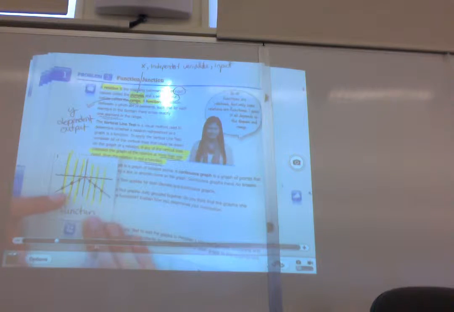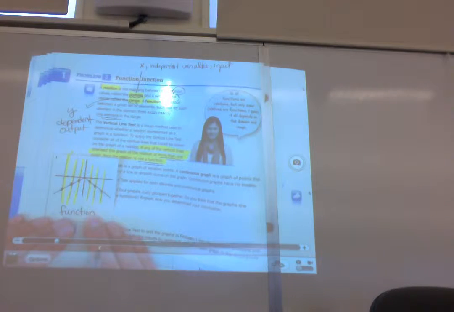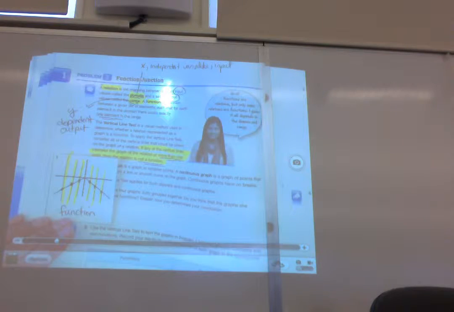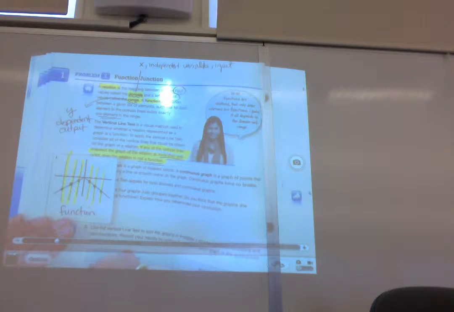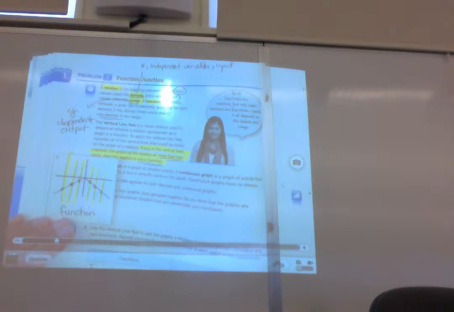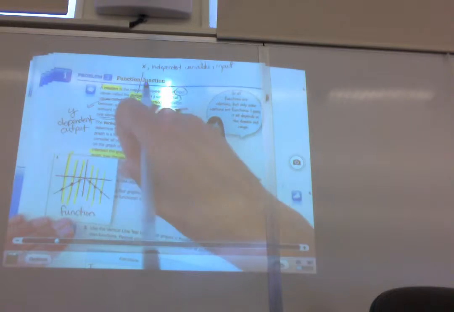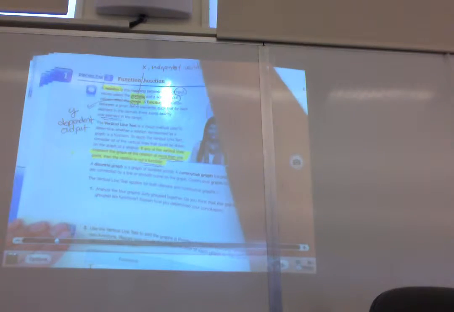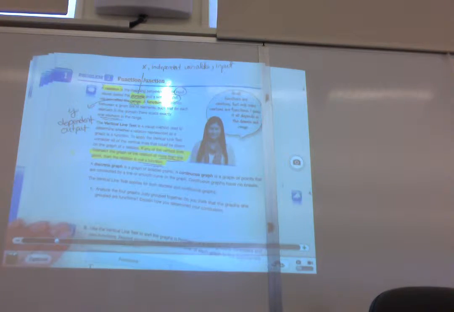If you found one that hits it twice, write not function. But if you were working with I, this one's a function. We're going to record that down here in number 2. Put the letter I in the box that says function. I'm going to set I aside for a minute because I want to show you one that's not a function.